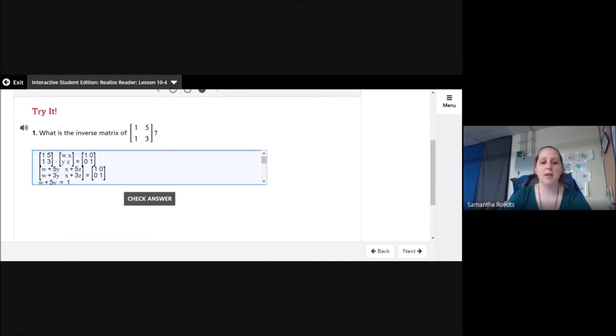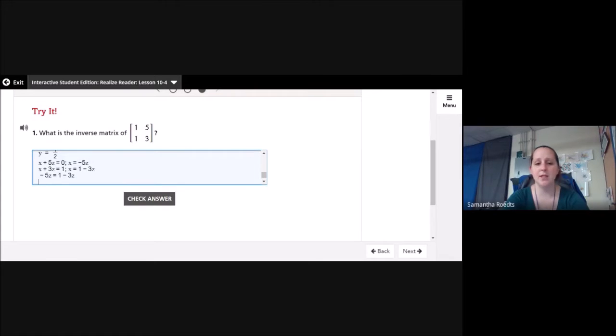I can do the same thing with the next two equations. So I can solve for X. X plus 5Z equals 0 is going to become X equals negative 5Z. And then X plus 3Z equals 1 is going to become X equals 1 minus 3Z. Then I can set those equal to each other. So negative 5Z equals 1 minus 3Z.